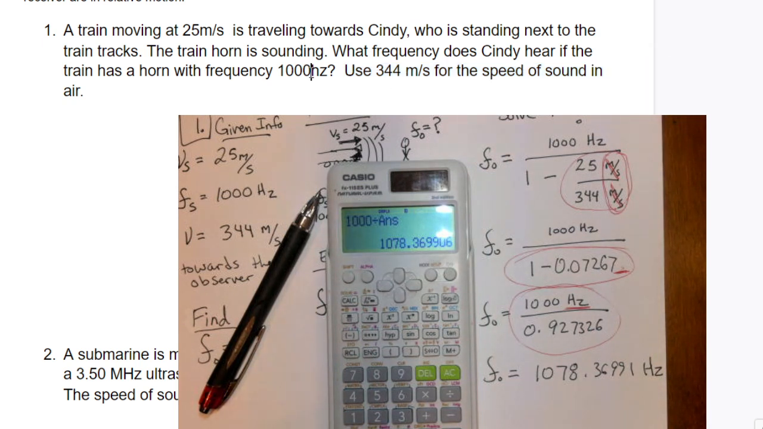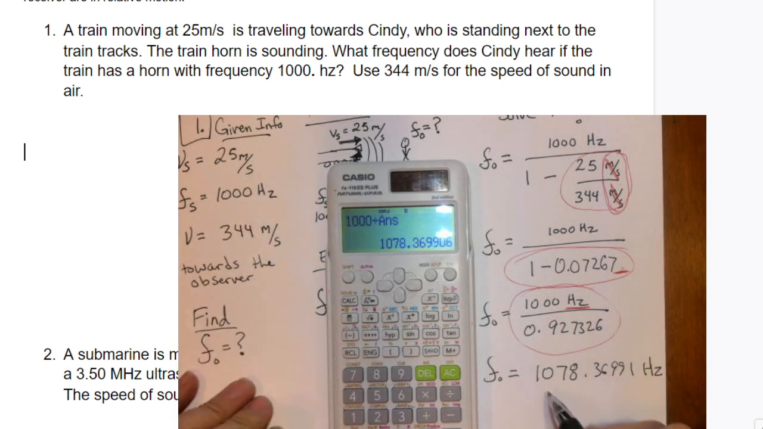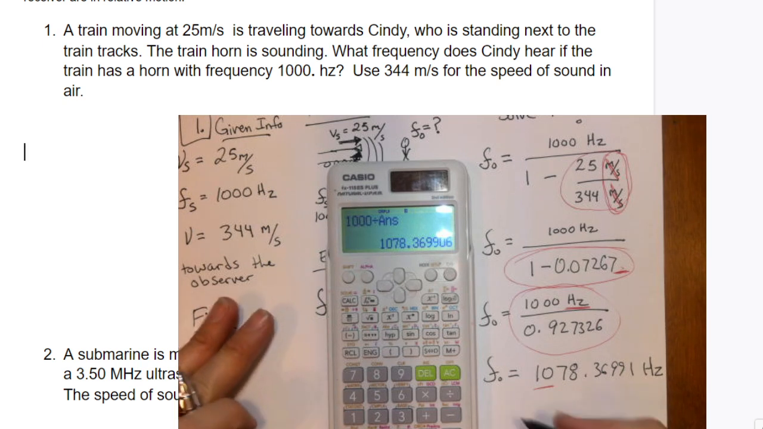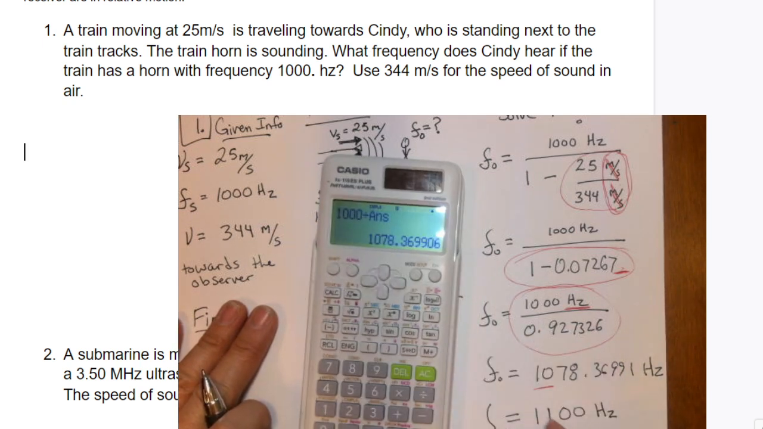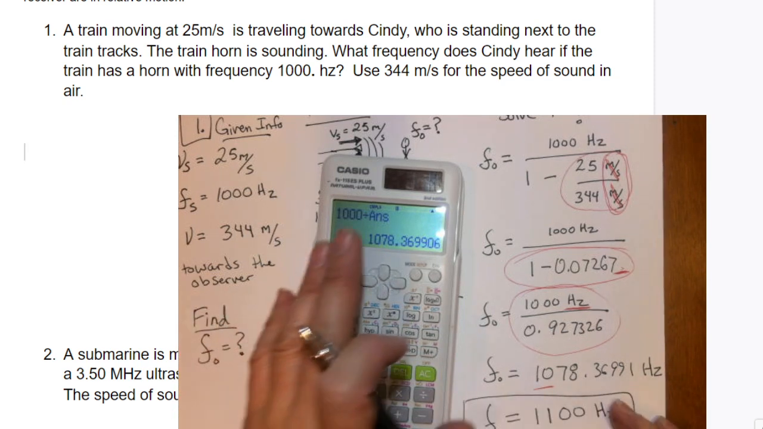I'm going to change the problem I wrote to a point hertz. I didn't say that. But I want that to be a significant figure so you don't have to round so strongly. So I'm going to round this off to two significant figures, which is only the first two digits. So the frequency observed is 1,100 hertz. Ta-da! There's my answer.